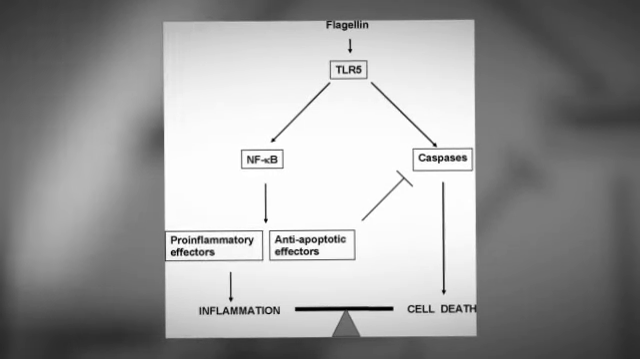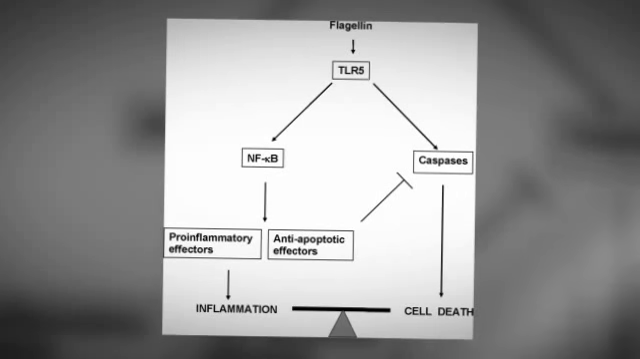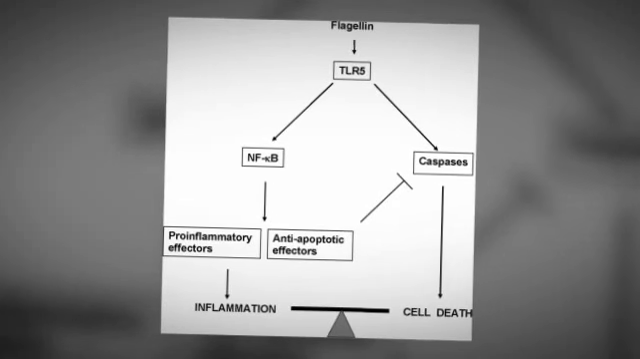TLR-5 on gut epithelial cells can recognize flagellin and protect against intestinal inflammation. Mice that are mutated and lack the TLR-5 receptor have a greater chance of experiencing inflammatory bowel disease and are at risk of being infected with salmonella because they don't have the protection that normal mice do.